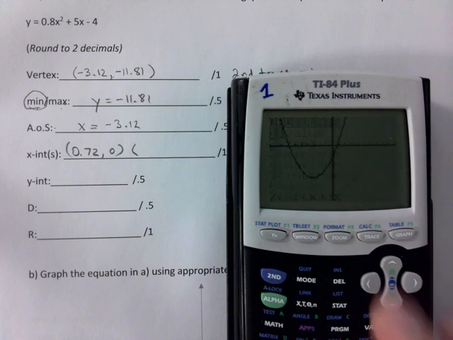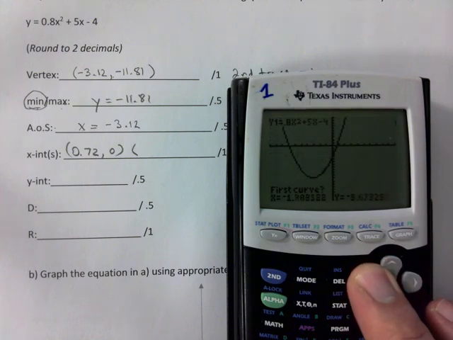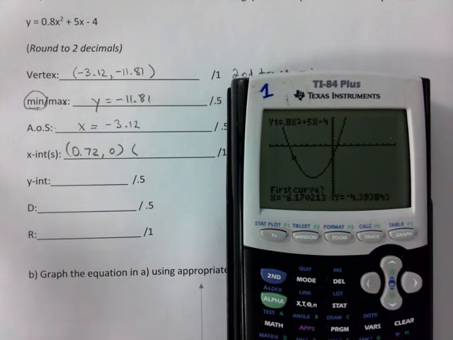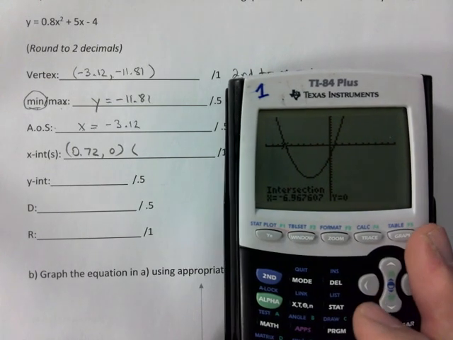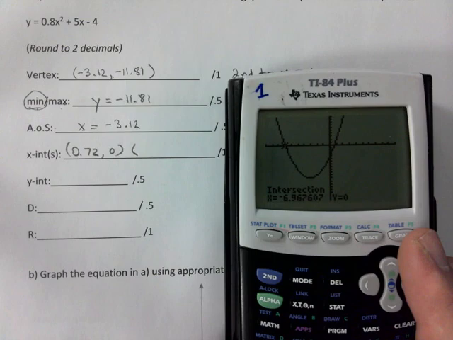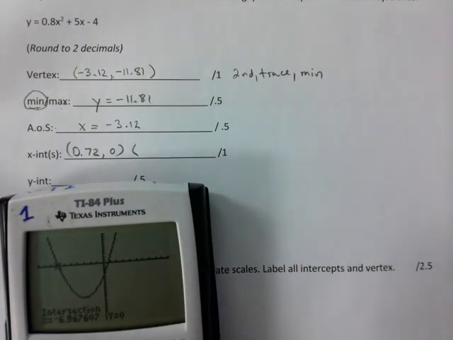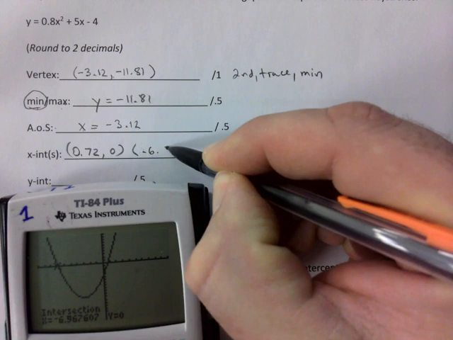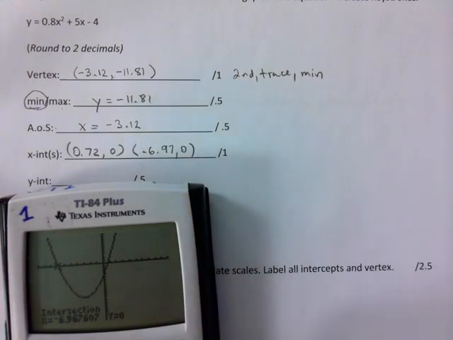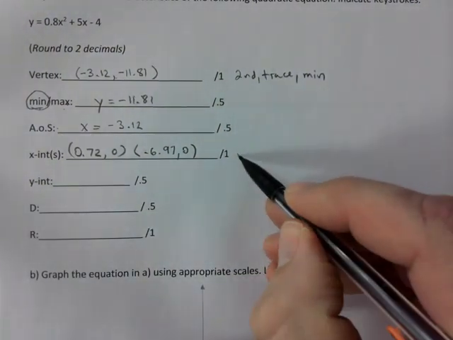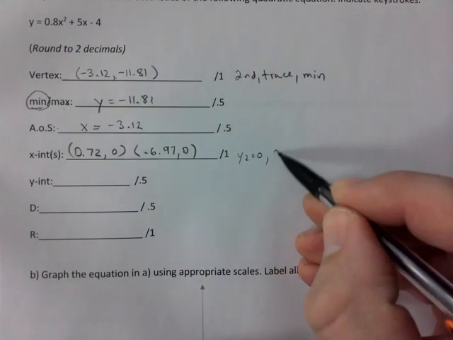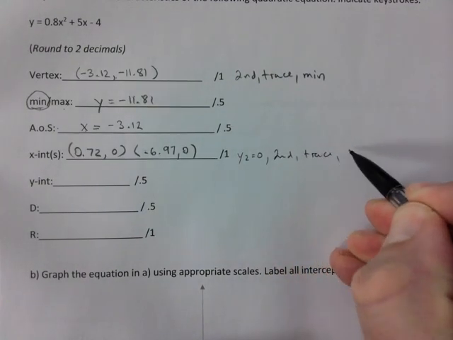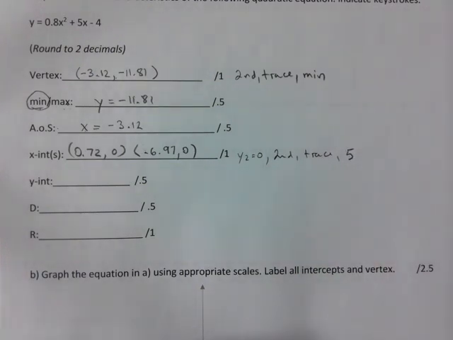Then I'm going to repeat that step, and I'm going to scroll all the way over to the left side, and as soon as you're closer to that one, you can just go ahead enter 3 times, and that's negative 6.970. And so I say that I went y2 equal to 0, second trace 5. Okay, or intersect. If you want to write intersect, go for it.